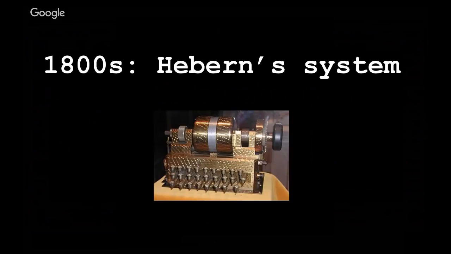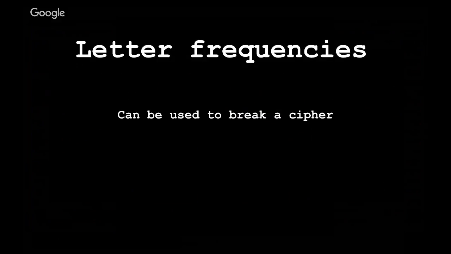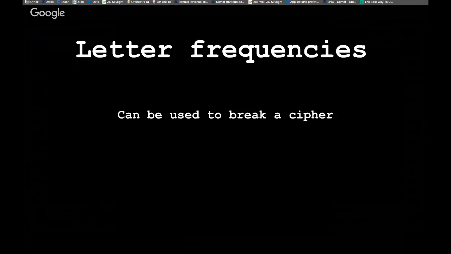This is eventually broken by determining the letter frequencies. Essentially, if you have a ciphertext that's just done by substituting one letter for another, then you can break it pretty easily by looking at the frequencies of the letters that appear in the ciphertext. I'm going to talk through an example of how that might work.